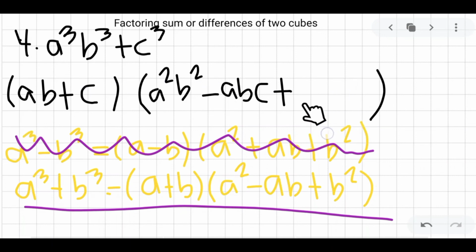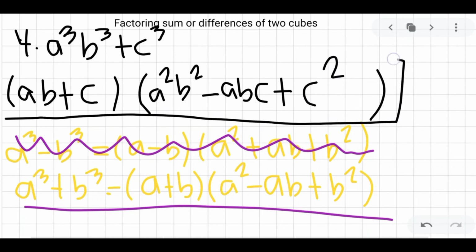For our last term, kanina, ang tinimes natin twice is the first term. Siyempre, para sa last term, ang times naman natin twice is the last term. So, C times C, the answer is C squared. And this is our final answer.